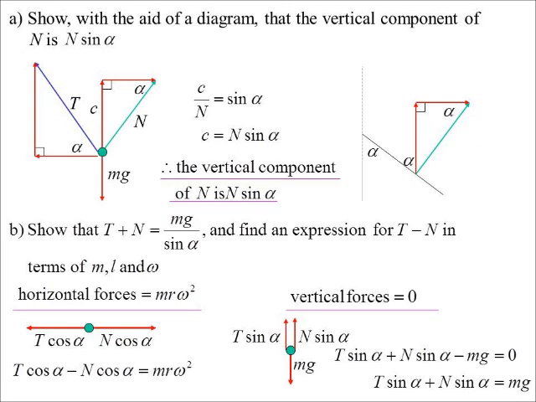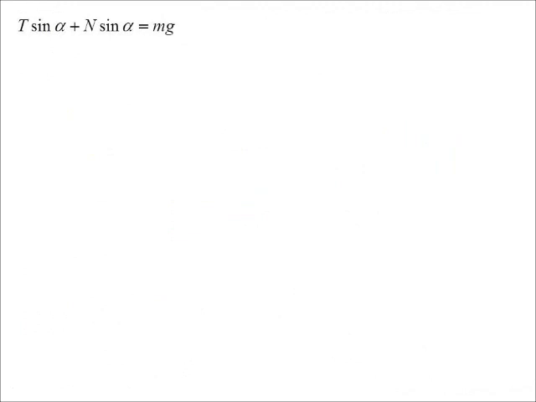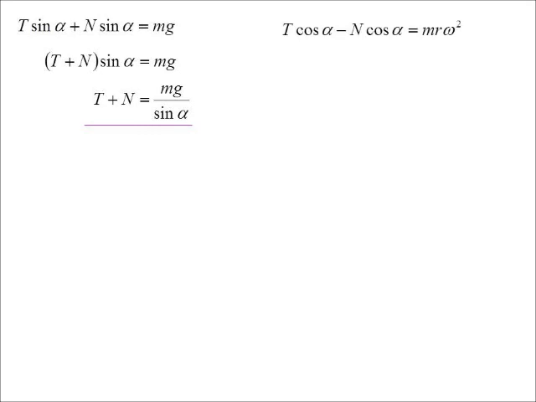And you say, well, now all I've got to do is divide both sides by sine alpha, and I've got it. So T sine alpha plus n sine alpha is mg. Divide through by the sine alpha. Okay, we've got the expression they asked for. Now, T minus n. Well, I can do a similar thing. T cos alpha minus n cos alpha is m r omega squared. Divide by cos alpha. However, they said in terms of mass, I've got that.